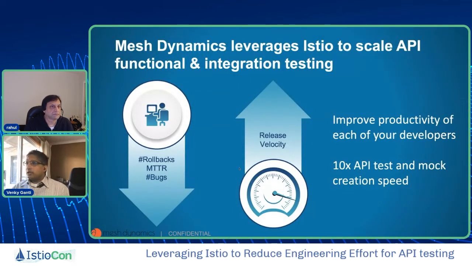So, in a nutshell, just to summarize the whole presentation, which Rahul will actually demo for us, Mesh Dynamics is able to leverage some of the critical Istio capabilities to scale API functional and integration testing, enabling the development teams to create service tests, component tests, and end-to-end tests with very little engineering effort, and thus improve the productivity of each of your developers that are actually building and deploying applications in Istio.